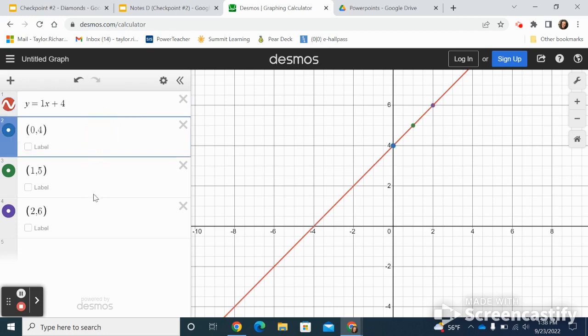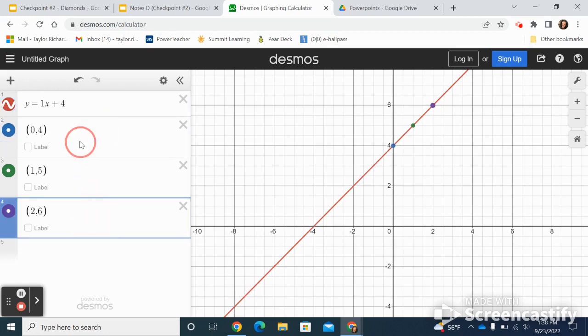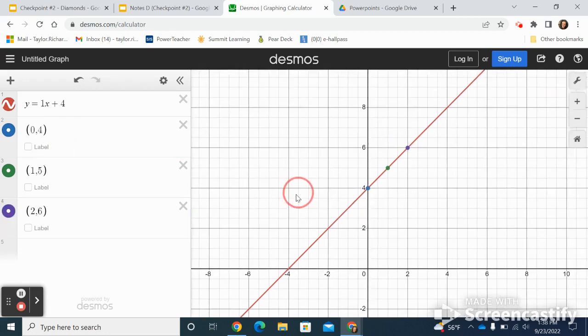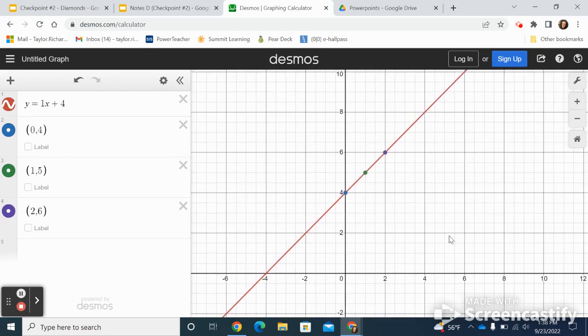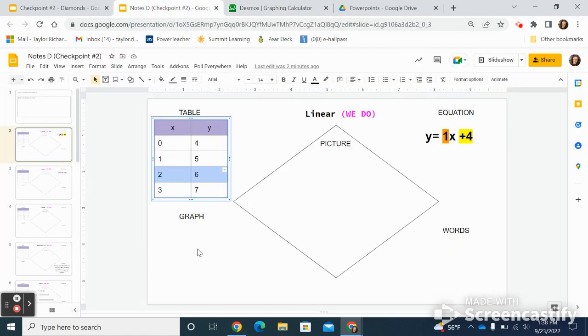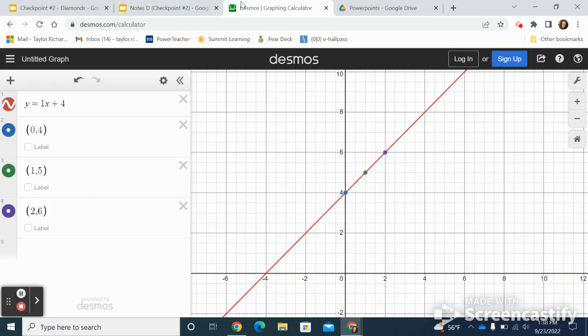Okay, so every graph you make, I'm going to ask that you put 3 points, just 3, not all of them, just 3. Now, here's the kind of tricky part. We need to get this graph from Desmos over into our diamond right here. So follow along and we'll do it over and over and over again throughout these notes.